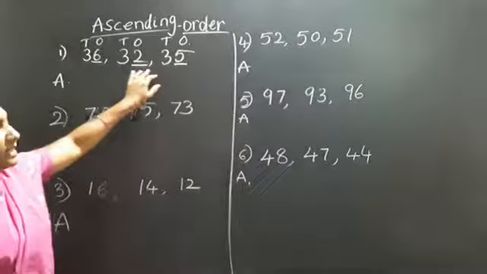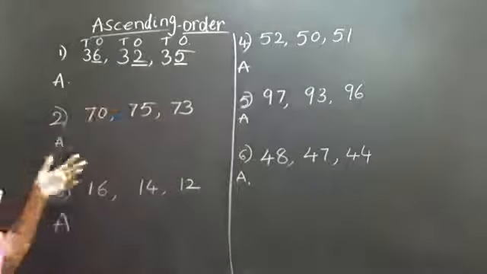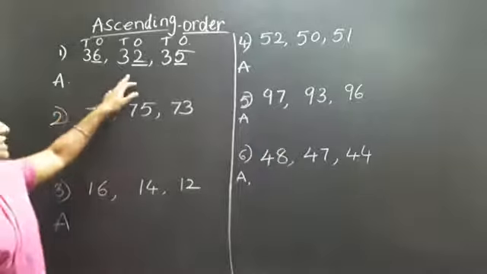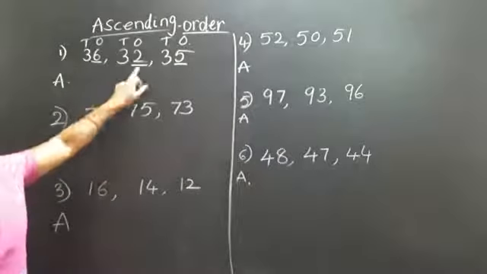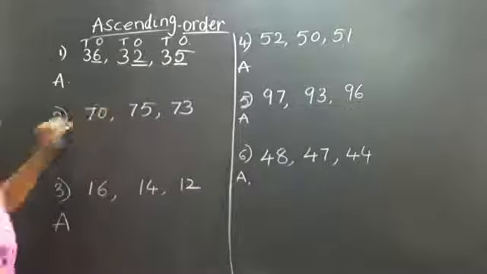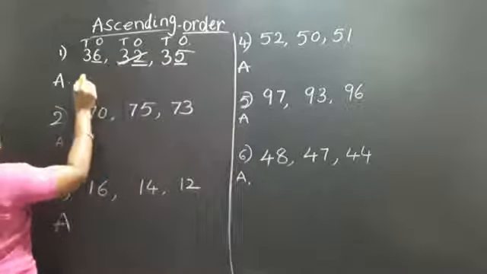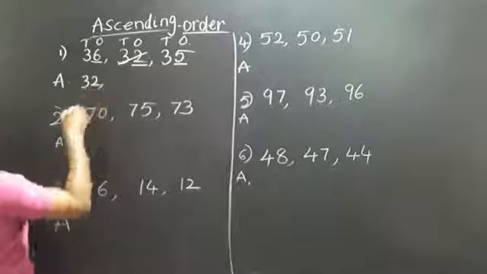Now here in the one place, is zero there? No. In the one place, is one there? No. In the one place, is two there? Yes. Cut the 32 right beside the margin.